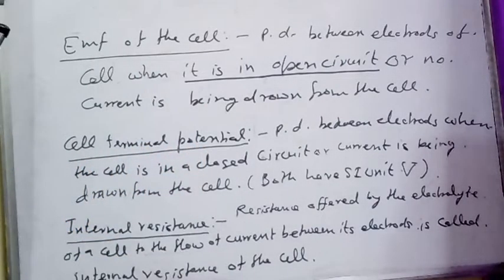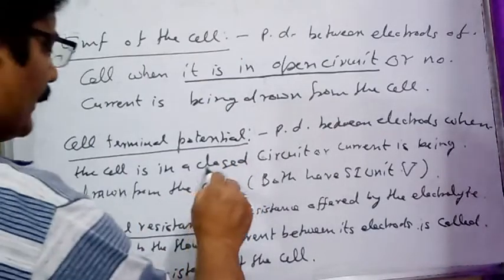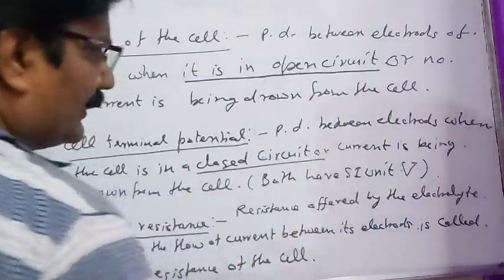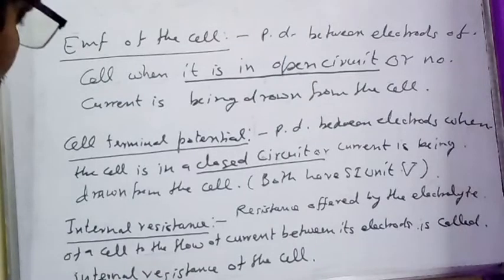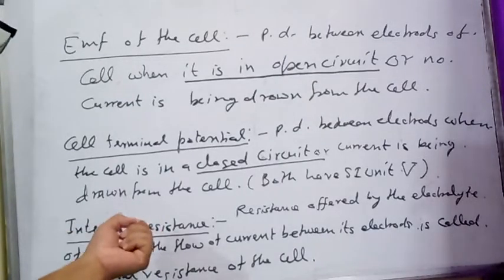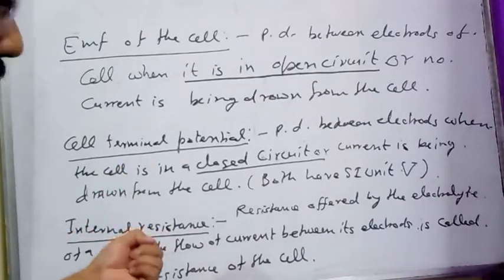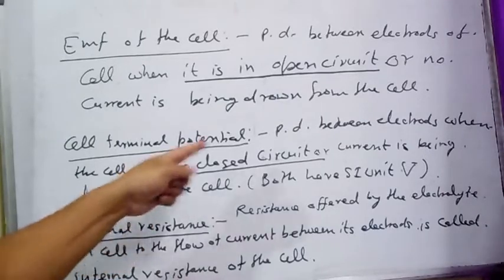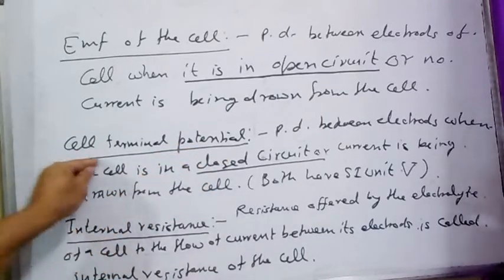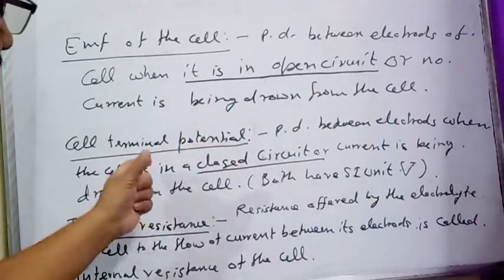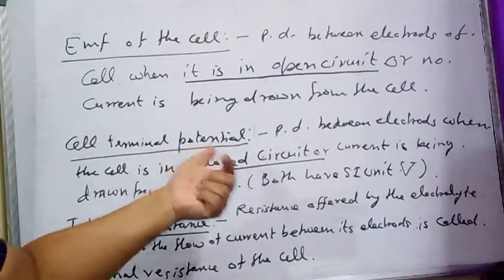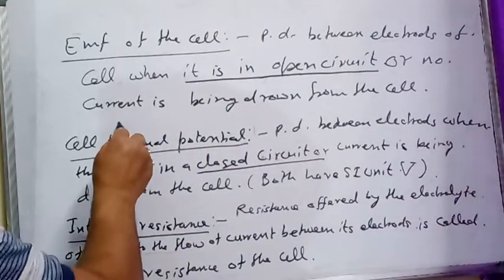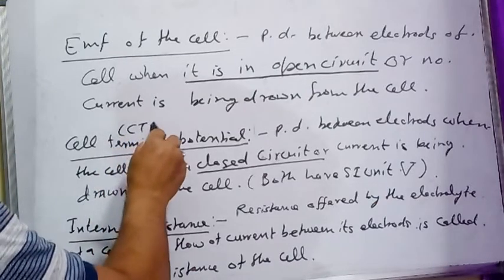What is cell terminal potential? When the cell is connected in a circuit or cell is in a closed circuit, or current is being drawn from the cell, or the terminals of the cell are connected with a connecting wire and current is flowing through the wire. In that condition, whatever is the potential difference between electrodes of the cell, that is called cell terminal potential. In short, we say this as CTP.